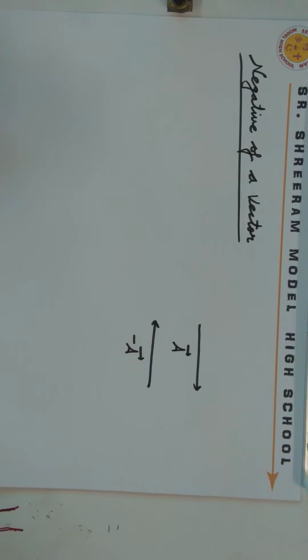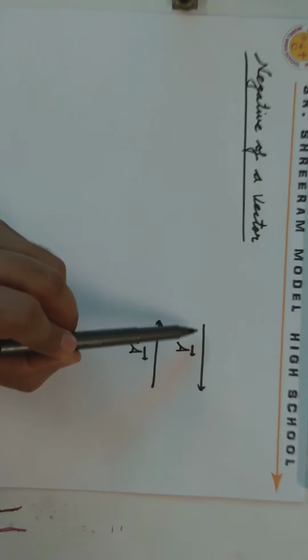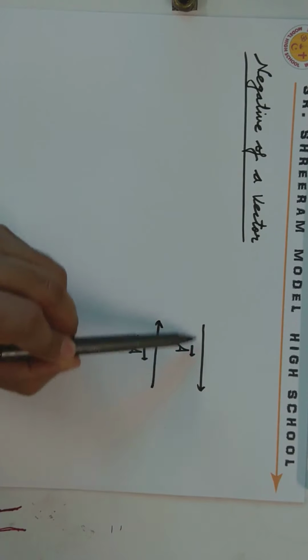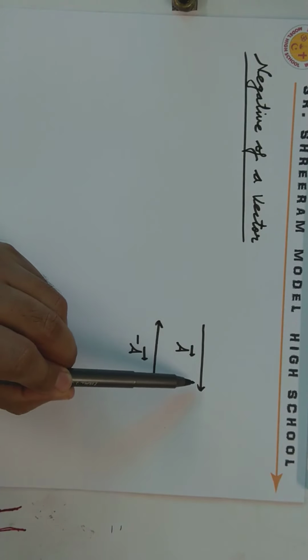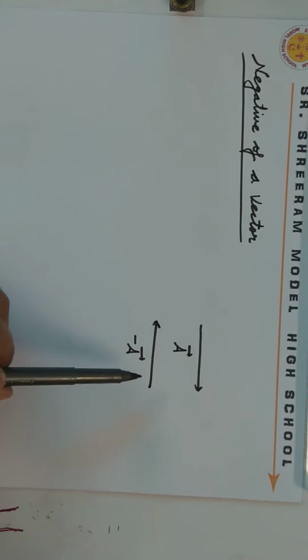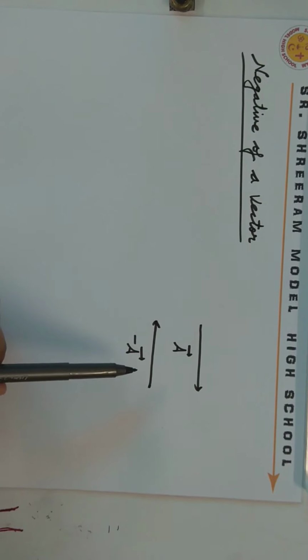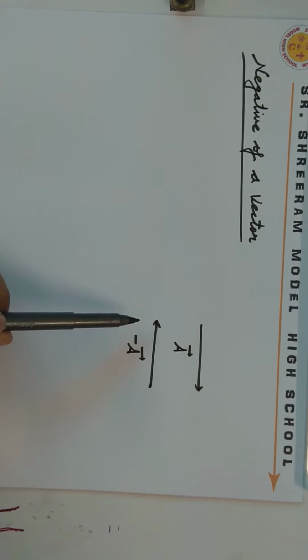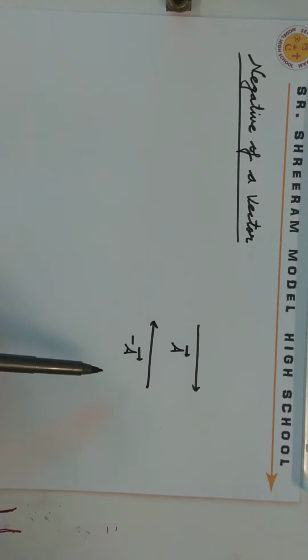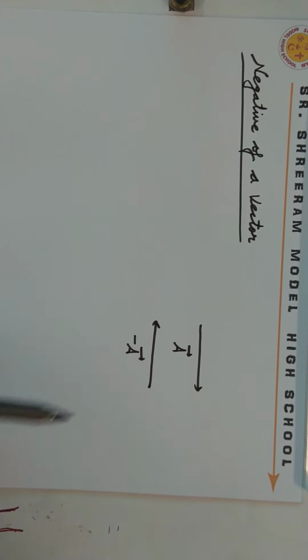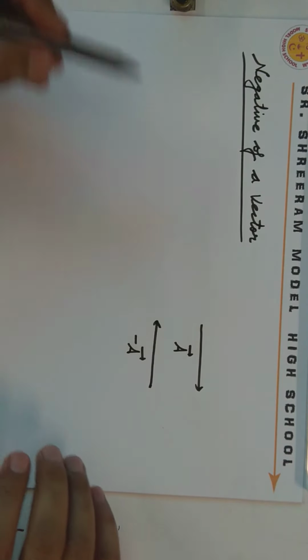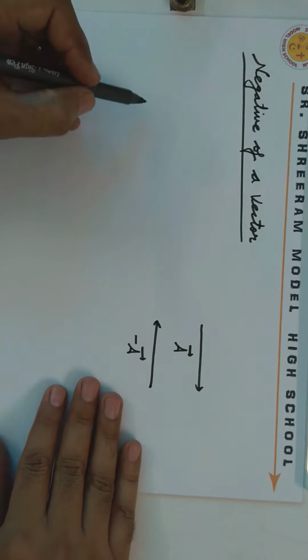Negative of a vector. So what is the negative of a vector? It is clearly mentioned here. I take a vector A, this is vector A, and if I draw a vector equal to its length but opposite in direction, then this becomes the negative of vector A. This concept is very useful in solving subtraction of vectors. Okay, so again I draw one more example.